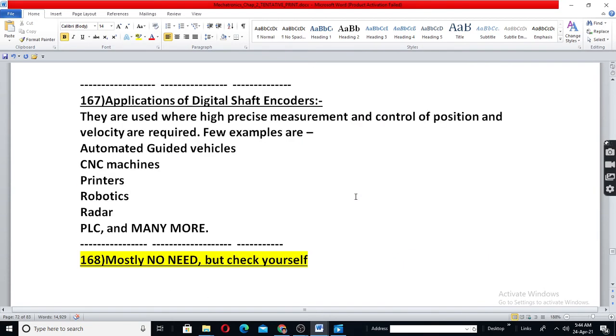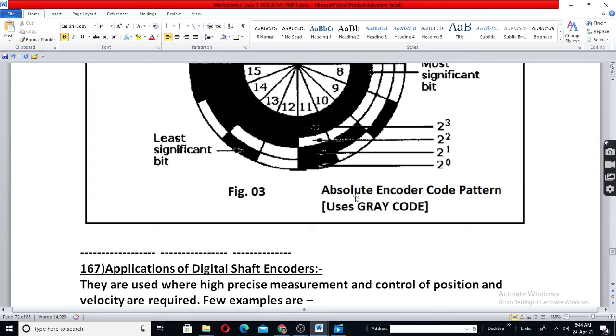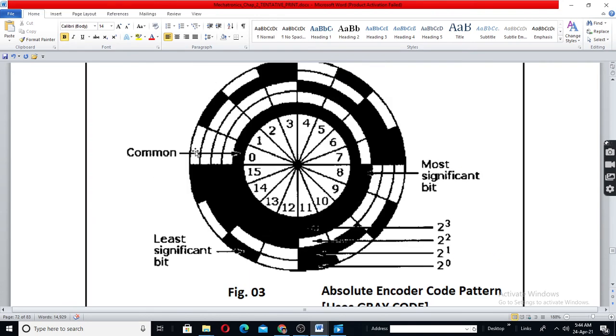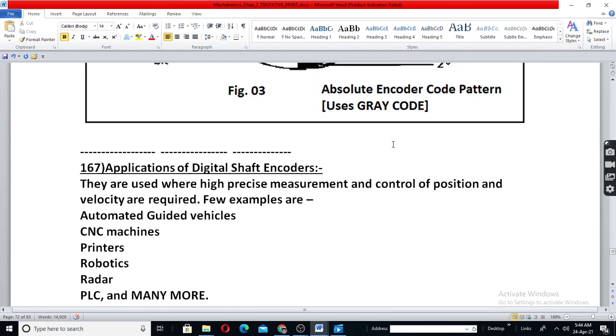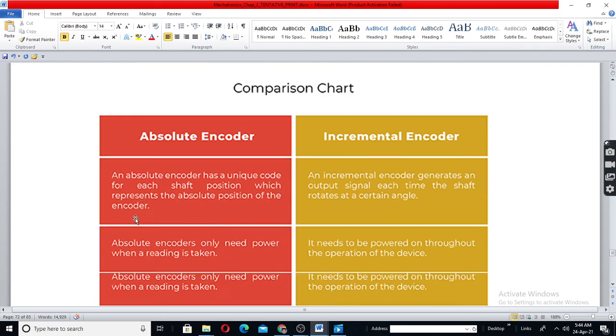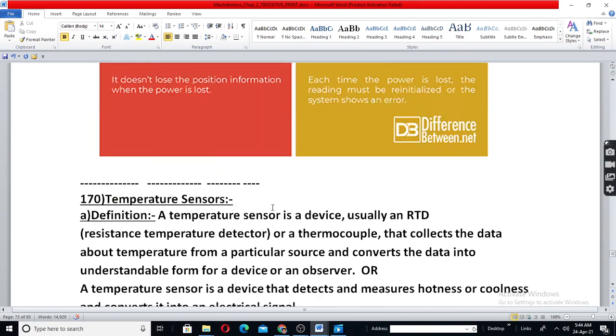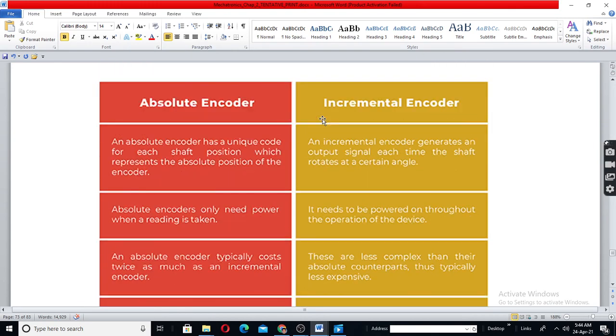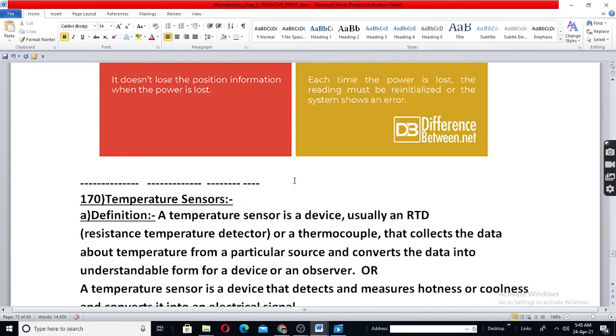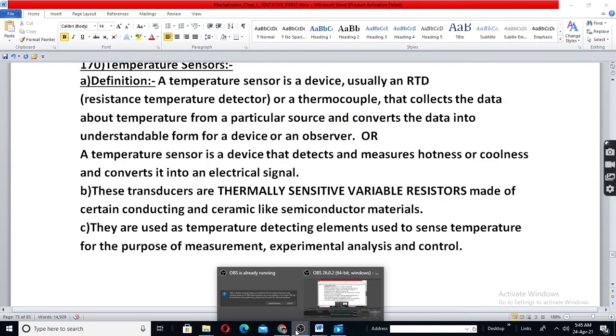Okay. This is costly because you need four sensors. At each and every track you need sensor. It is used for high precision and control technique. Okay, so here, mostly not necessary comparison. Okay, to those who are interested.